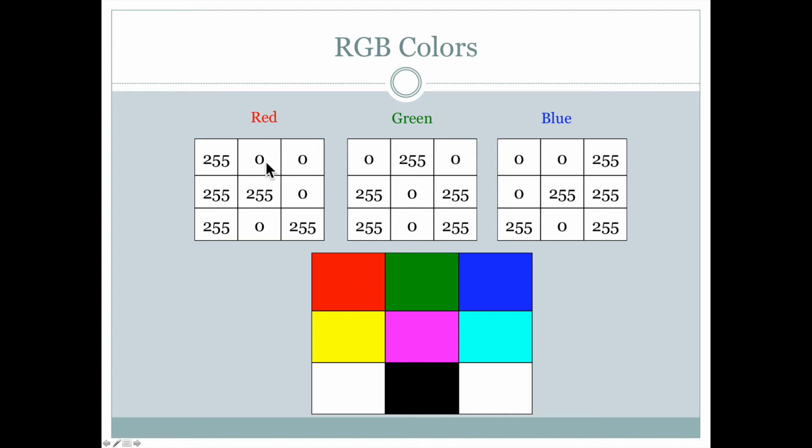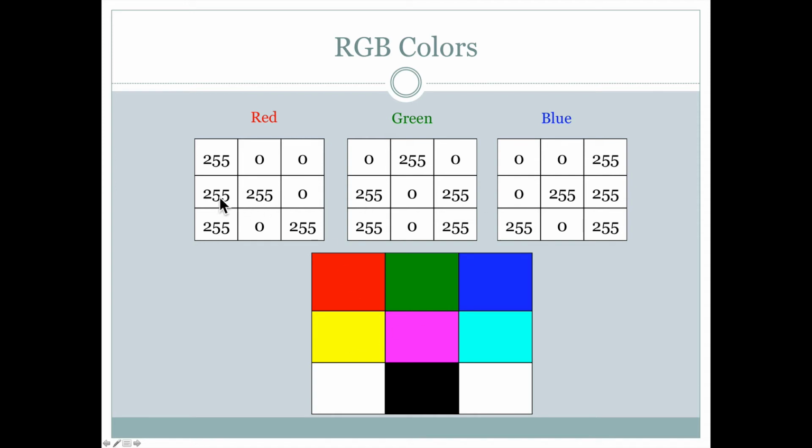The second pixel, a value of 0 for red, 255 for green, and 0 for blue, so it would receive the value of green. The third pixel, a value of 0 for red, 0 for green, and 255 for blue, so it would be pure blue. These ones here get a little more complicated in the second row. Here we have 255 for red, 255 for green, and 0 for blue, so that would be the yellow color.